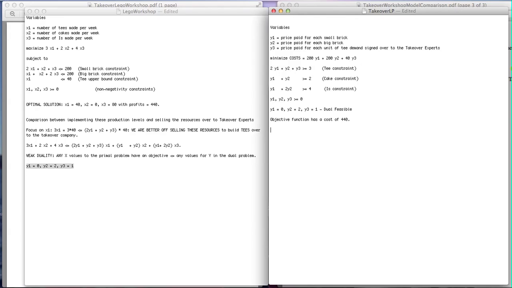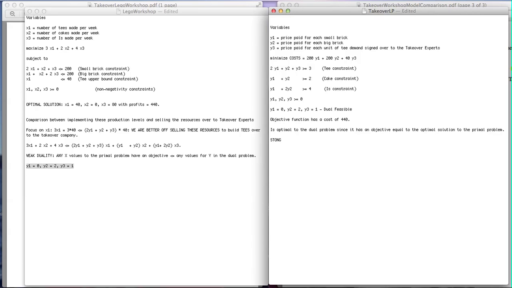So we're dual feasible. We know that we cannot take over the problem for any less than the workshop's maximum profits. So this is optimal to the dual problem, since it has an objective equal to the optimal solution to the primal problem. Using weak duality, this solution has to be dual optimal.